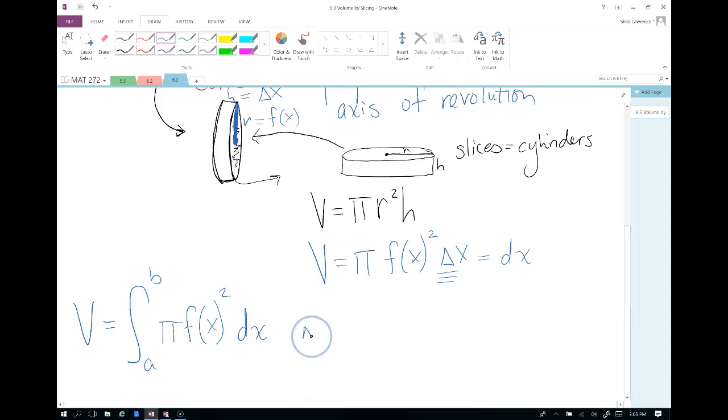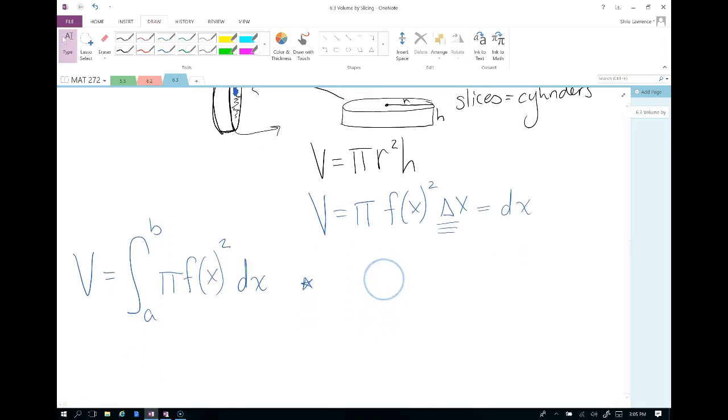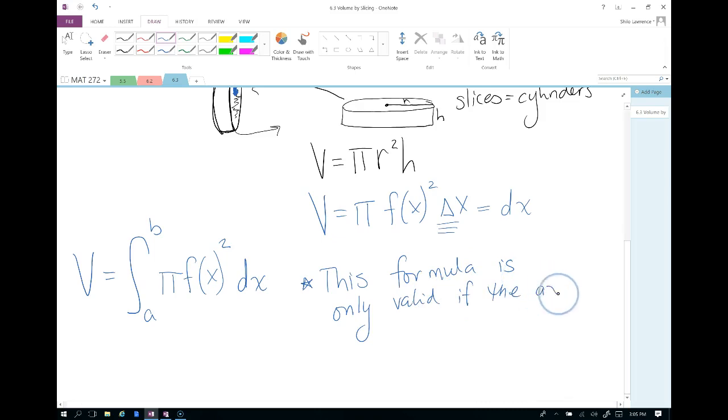Now, it's really important to note that this formula is only valid if the axis of revolution is being used as one of the boundaries, and in particular the bottom boundary. If it's not, we will see how we need to adjust this just a little bit to compensate for that.